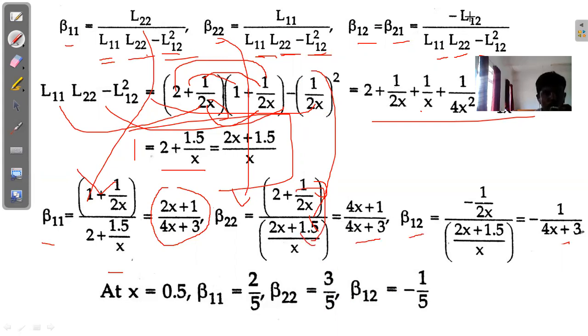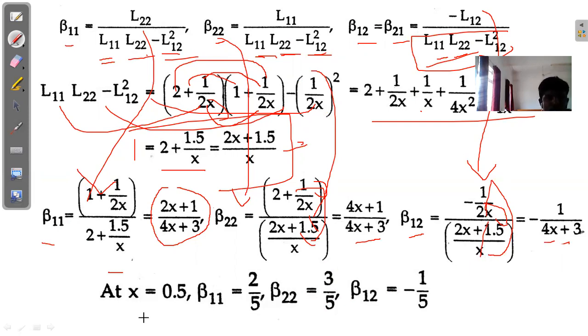Beta 12 equal to L12 is known, minus 1 by 2x. That parameter, we already found, equal to 2x plus 1.5 by x. So solve this one here, minus 1 by 2x. Here, 2x plus 1 by 2, the x term we bring, x will be cancelled. So finally we get an equal to 1 by 4x plus 3.